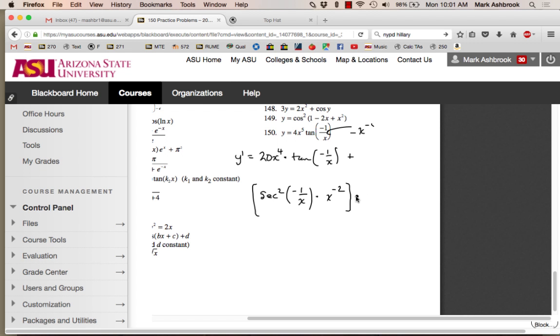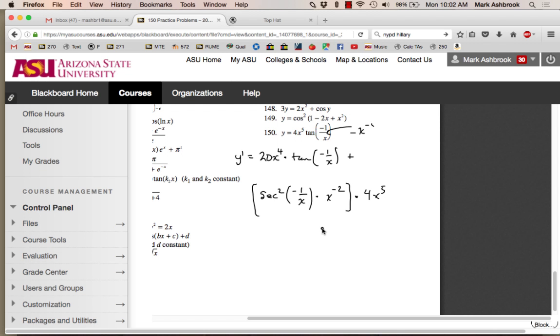So all of that is the rate of change of the second, tangent of negative 1 over x, times the first. So rate of change of the first times the second as it is, plus rate of change of the second, which is chain rule, times the first as it is. If you've got a constant over a function, don't do quotient rule. It's more than you need to do. So if it's a constant over a function, you can just take that function to the negative 1 power.